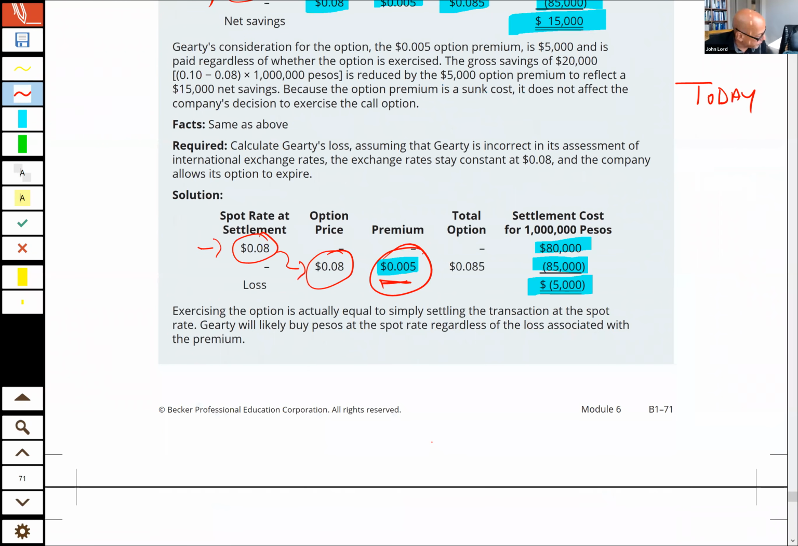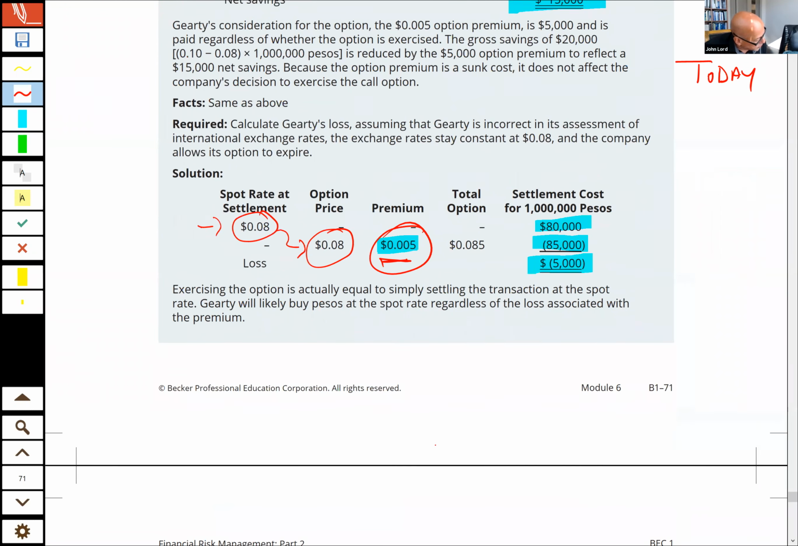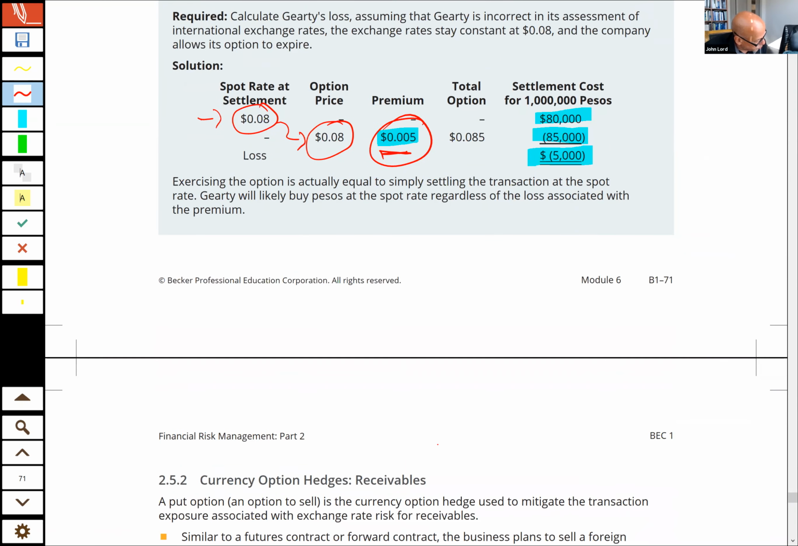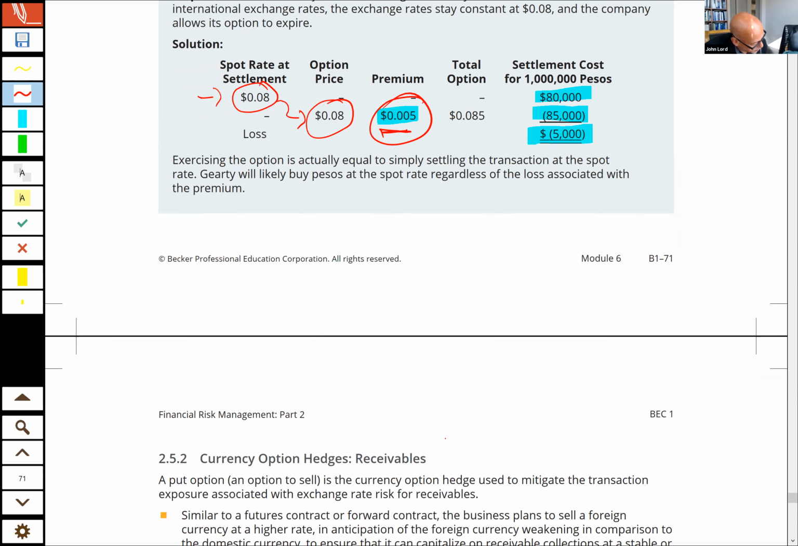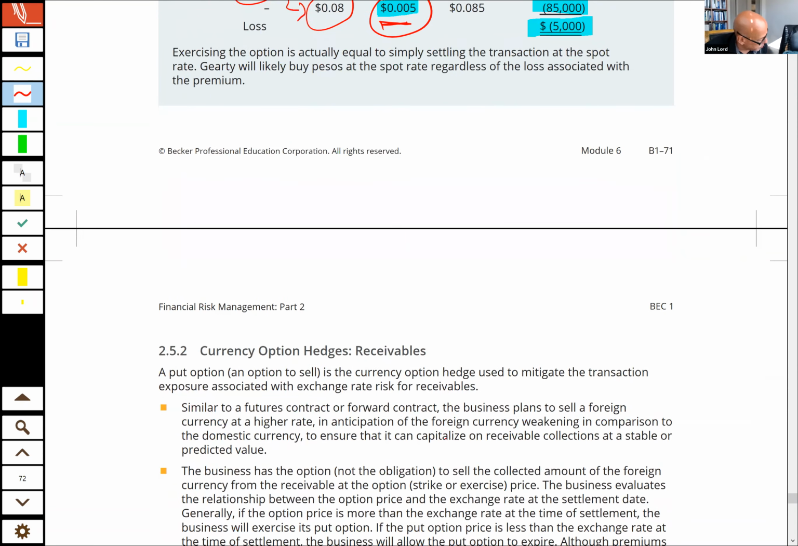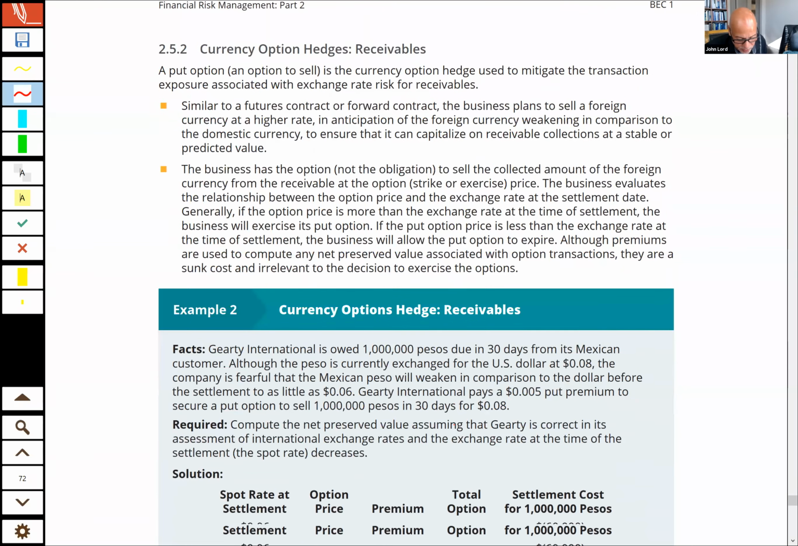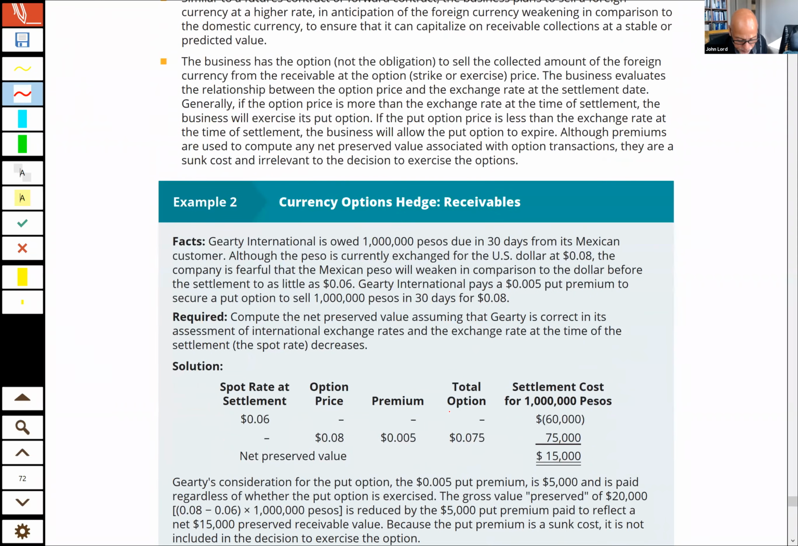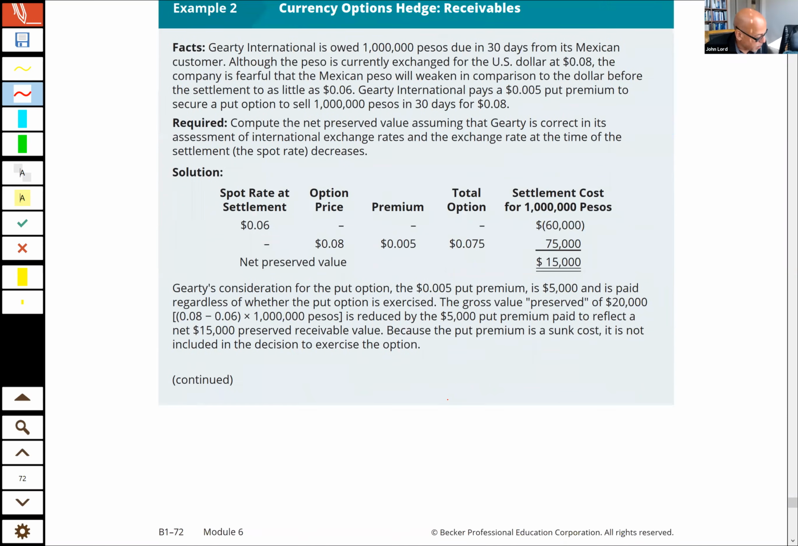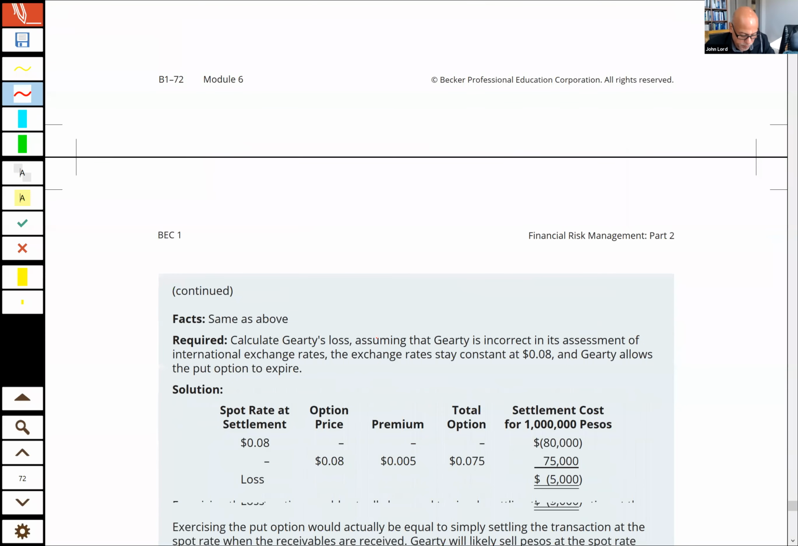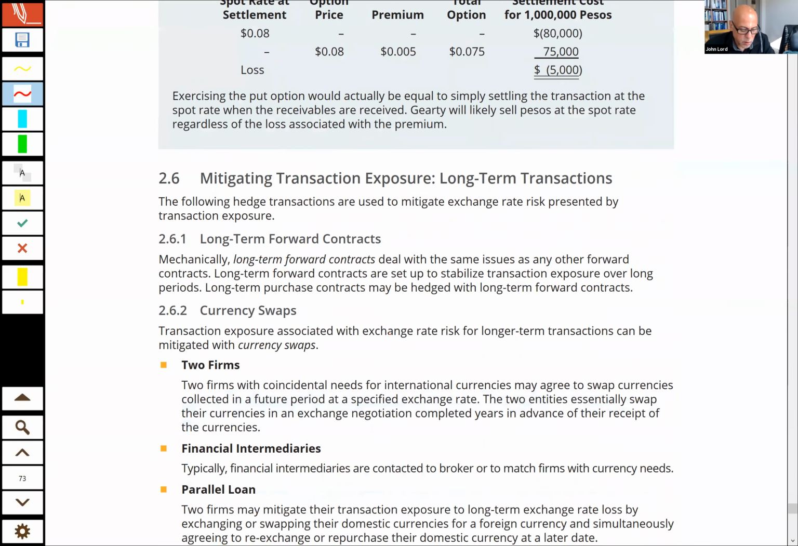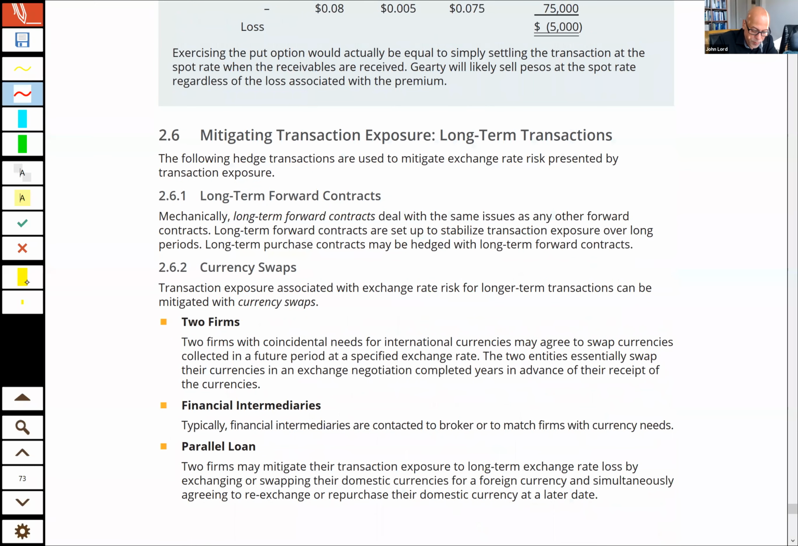And then if you go over to the next page, they apply it to currency option hedges to receivables. I don't think it's necessary for us to go through receivables now. We can skip this because it's just the other side of the equation of a payable. Okay, good. Then we come over, just moving along, to mitigating with long-term contracts.